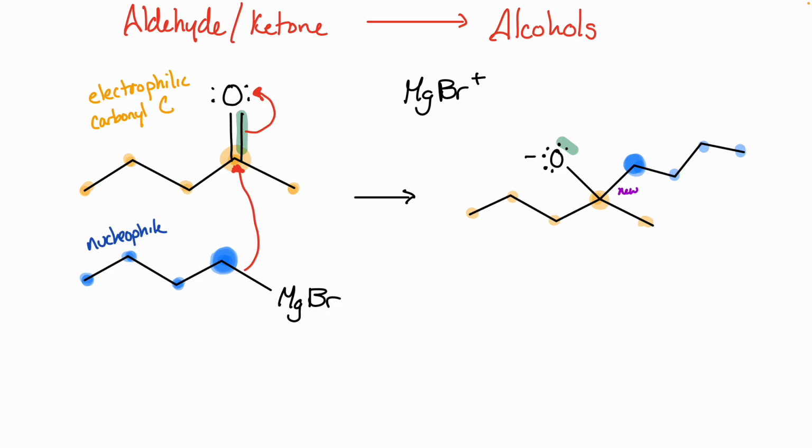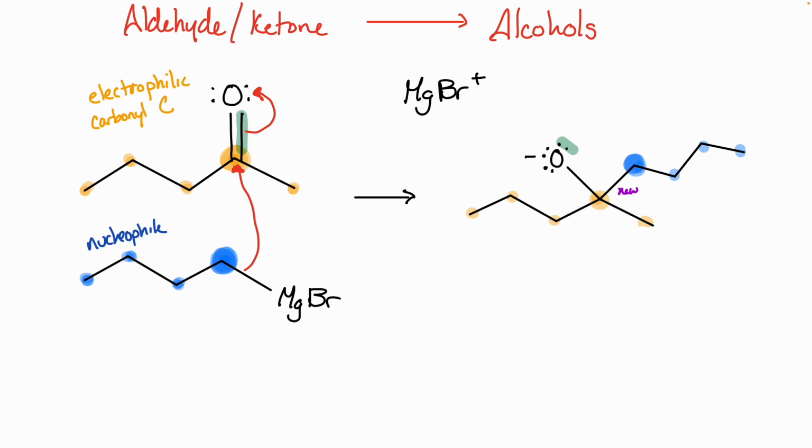Again, that oxygen has accepted another lone pair, so it's going to have this negative charge. All right, and then I've connected these two molecules. I connected the carbon that was bound to the magnesium in my Grignard to my carbonyl carbon in my aldehyde or ketone.